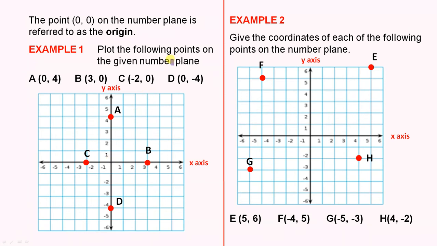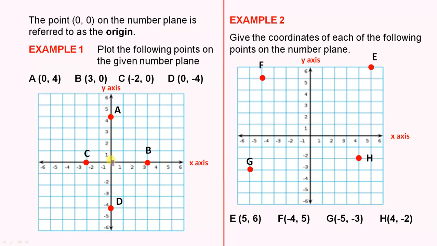So plot the following points on the given number plane. A, 0, 4. So if we start here, 0 means we do not go right or left. 4 means we go 4 up. So there's A, 0, 4.